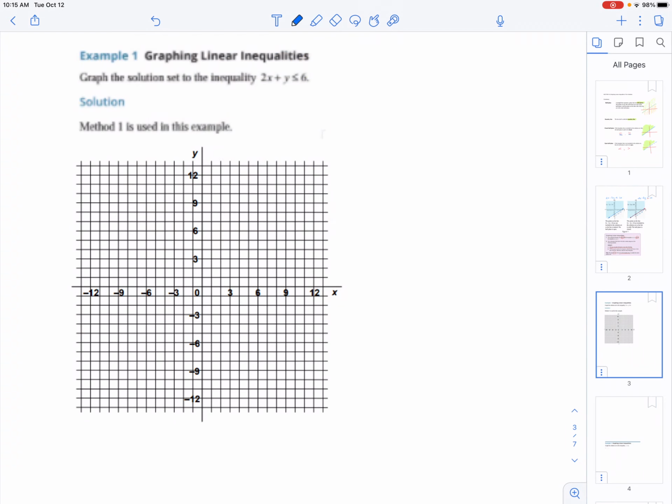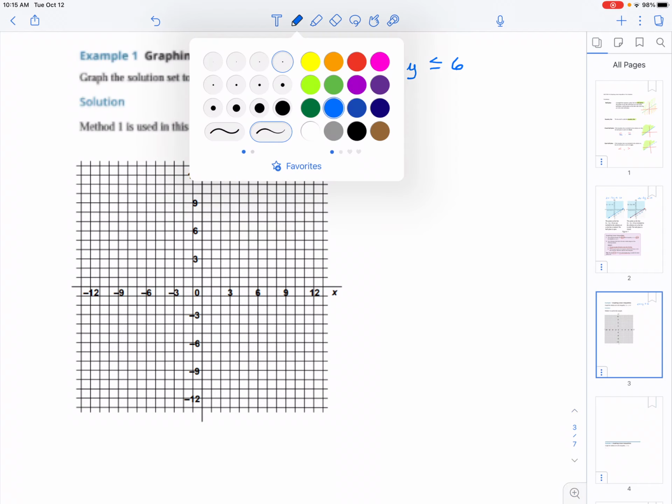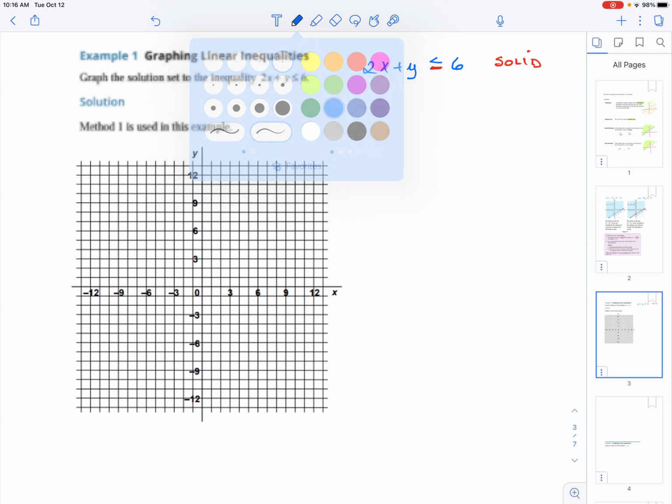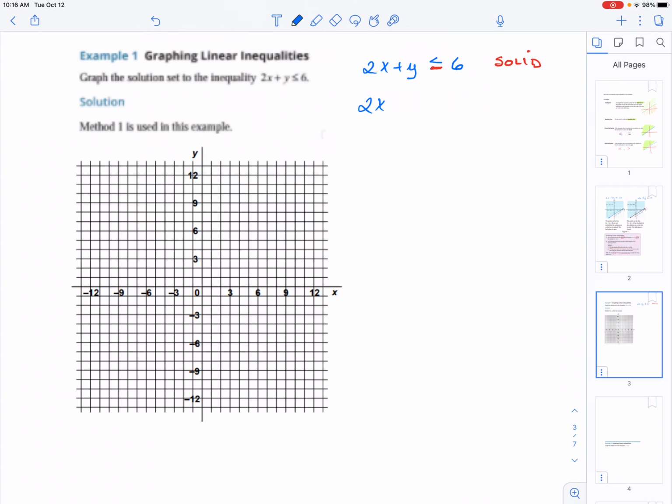So the inequality says 2x plus y is less than or equal to 6. And I can already see that when I draw this boundary line, I'm going to make it solid because I am including the points on the boundary line. All right, so usually what students find the easiest thing to do is to turn this into an equation for just a minute. And in this case, it's pretty easy to solve explicitly for y. This is the equation of the boundary line.